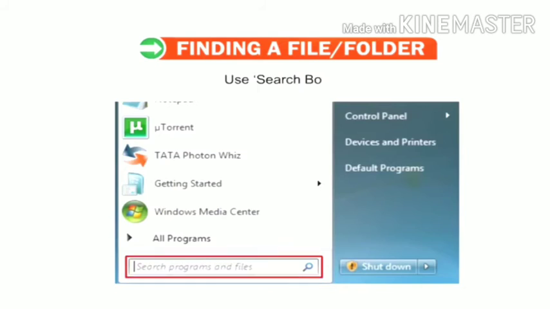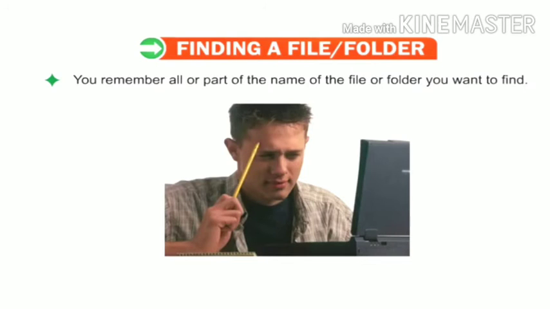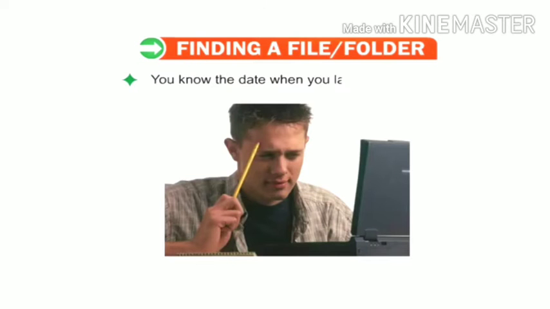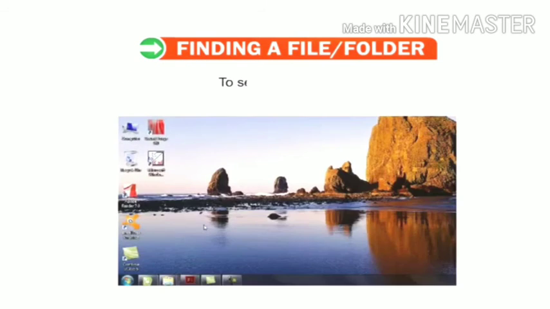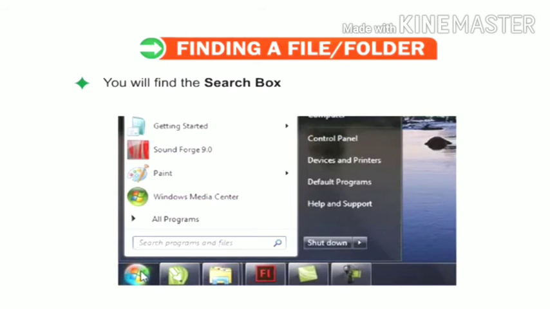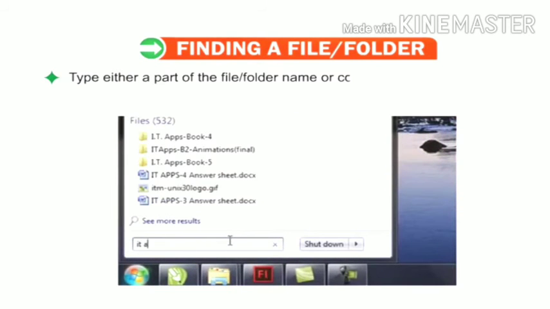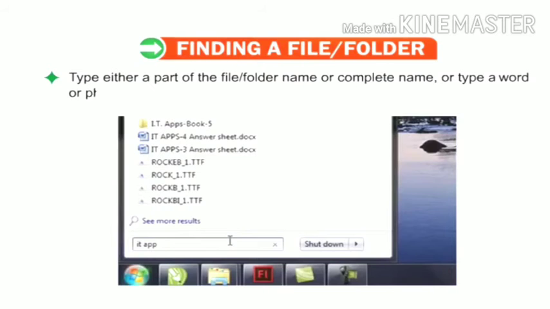Use the search box if you are looking for common file types, you remember all or part of the name of the file or folder you want to find, or you know the date when you last modified a file. To search a file or folder, click on the Start button. You will find the search box located at the bottom of the left pane. Type either a part of the file or folder name or the complete name, or type a word or phrase that is present in the file.